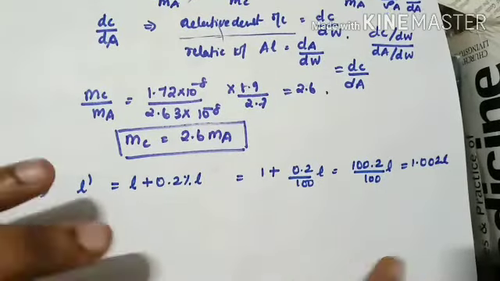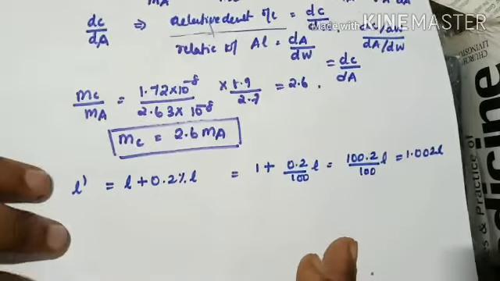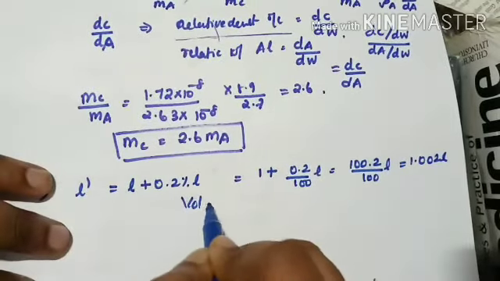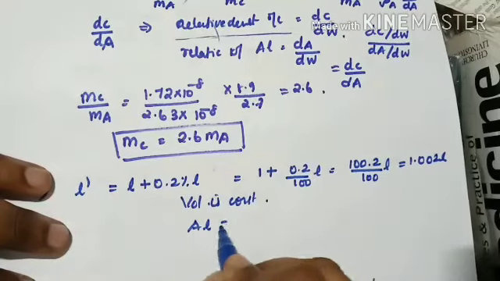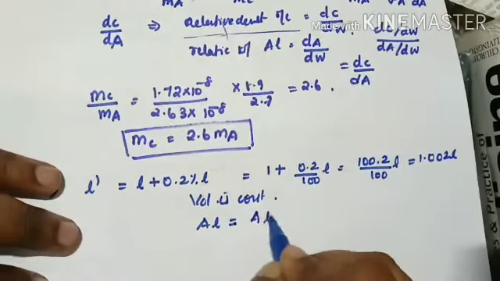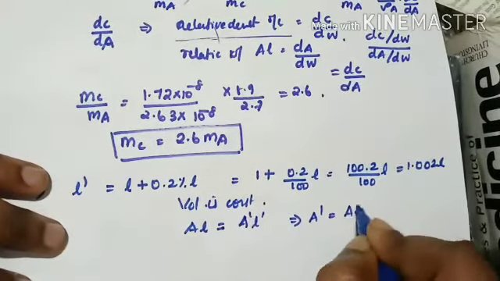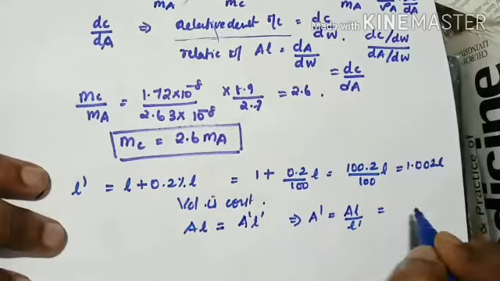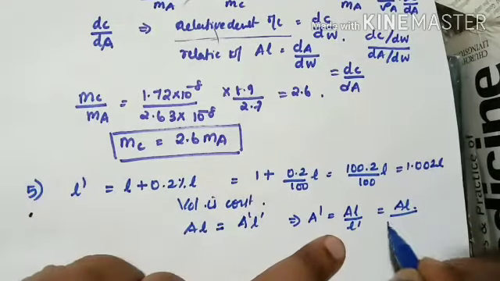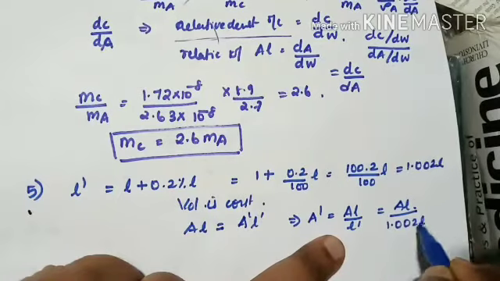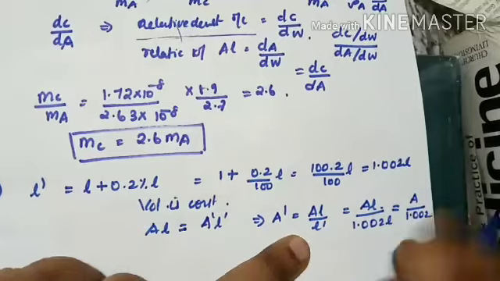And we have told that whatever stretching or compressing happens, what is constant? Volume is constant. If volume is constant, obviously I can write AL is equal to A dash L dash, or A dash is equal to AL by L dash. Now what is L dash? It is 1.002 L. I can cut off L, so you will get A by 1.002.